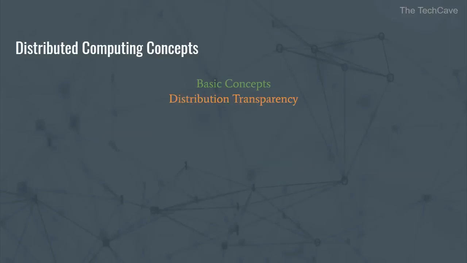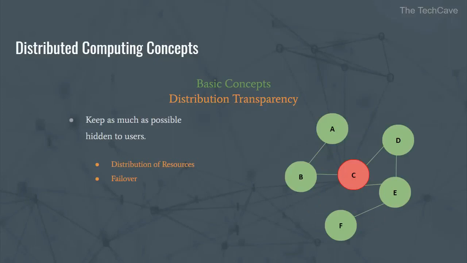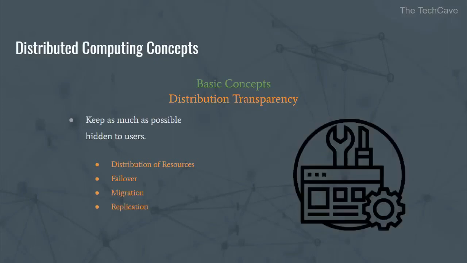Distribution transparency is another important concept, which denotes that everything that happens under the hood should stay invisible to the end users of the system. In other words, the dispersion of resources, the failure of nodes and failovers, migration and replication operations, etc., all should be invisible to users of the system. The way to achieve this is through an important component called the middleware.